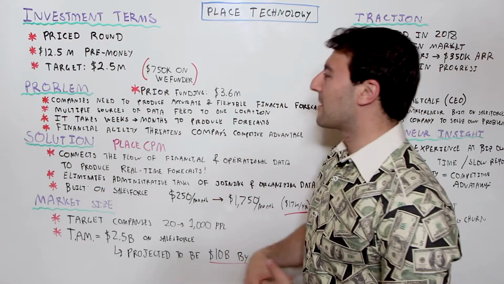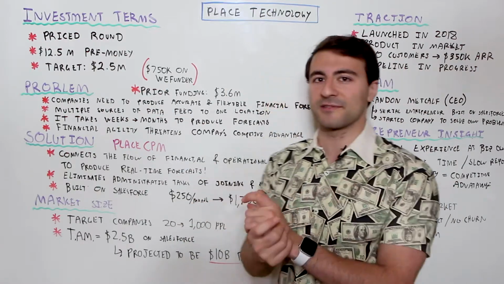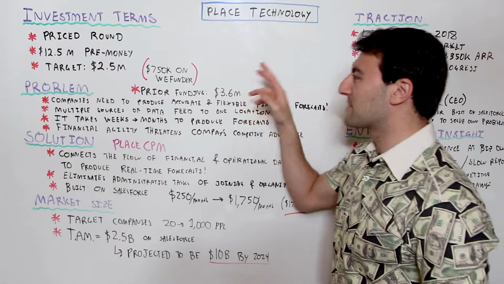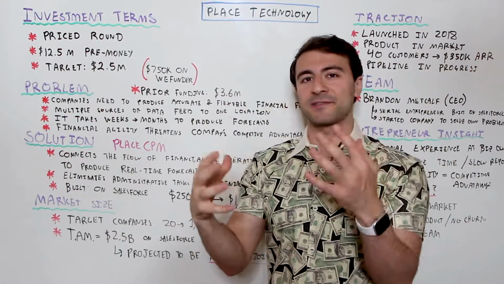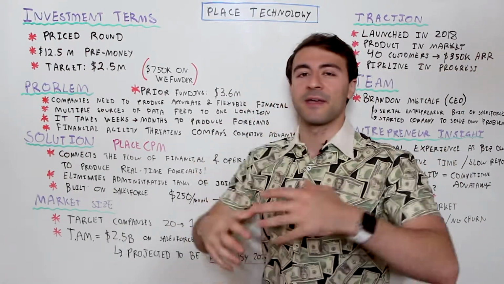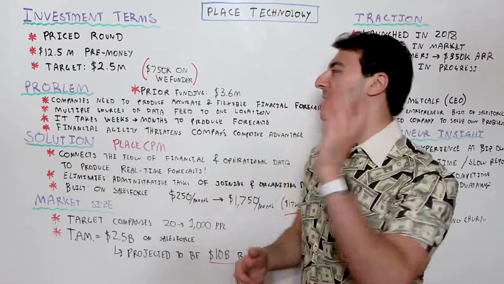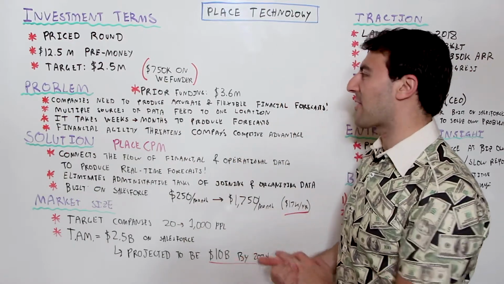Let's talk about the problem that this solution is actually trying to solve. Oh, and before that, prior funding was $3.6 million. So there's obviously some investment already in the company and some proven traction that we'll talk about. Let's talk about the problem that this business is trying to solve.